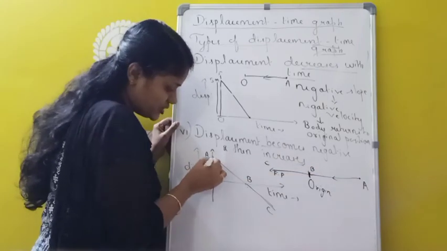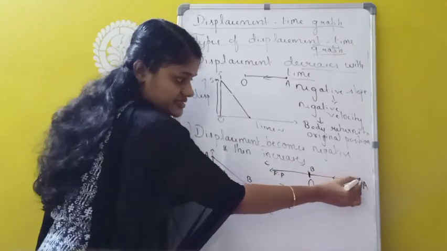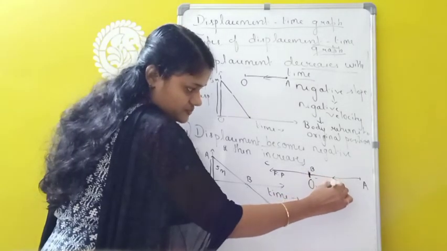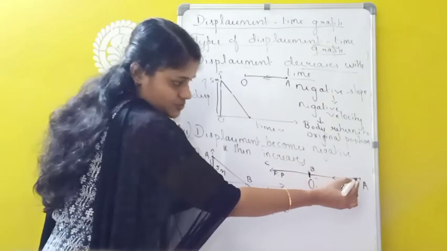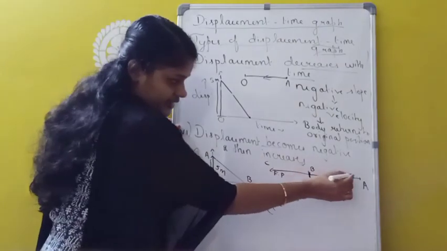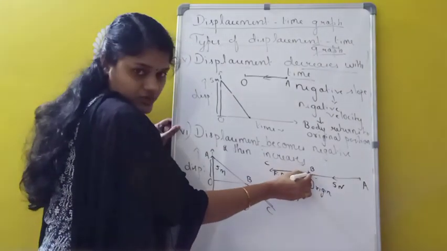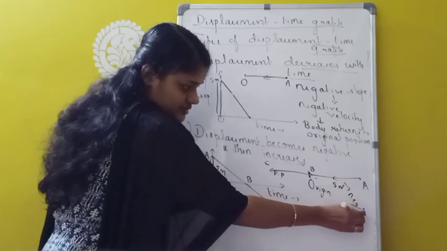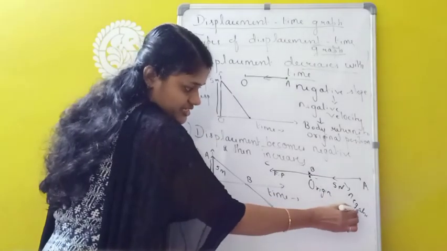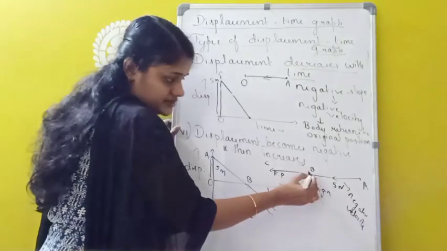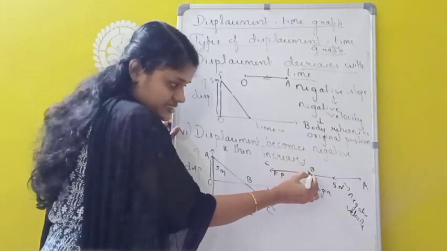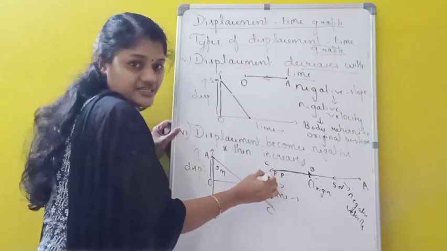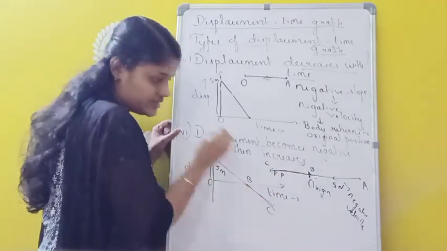Suppose this is taken as the origin. And this body is starting from this starting point A, and this much distance I am taking is 5 meter. This body is traveling from A and reaches the initial point. That means here it is negative velocity, or it is moving in the negative direction. Then after reaching the origin, it is increasing in which direction? The opposite direction.